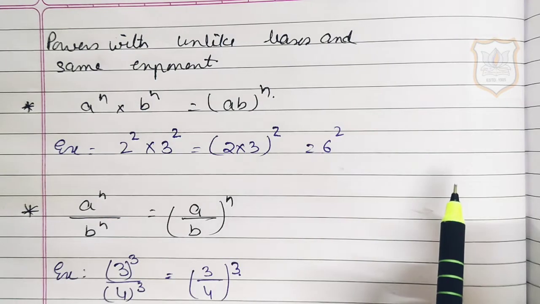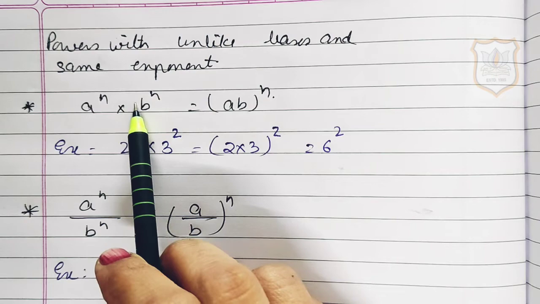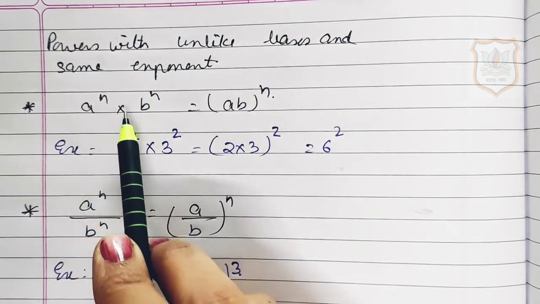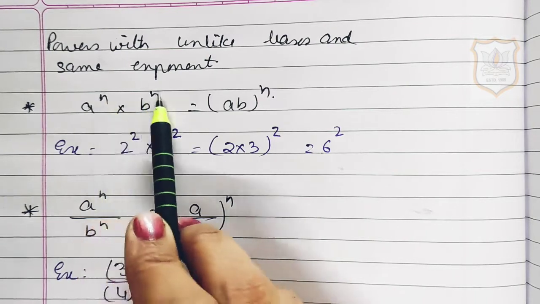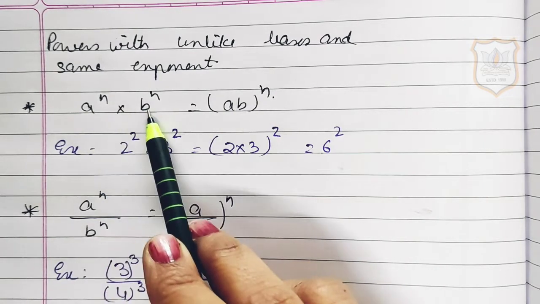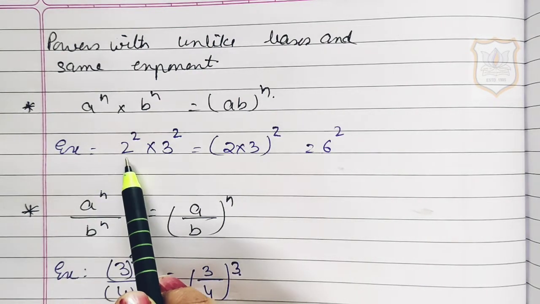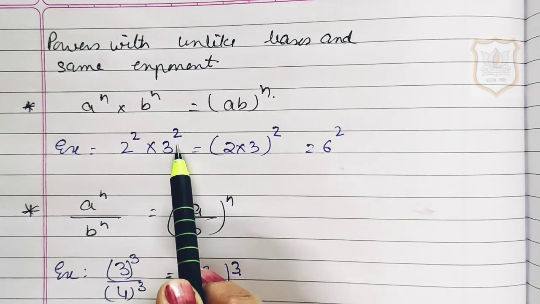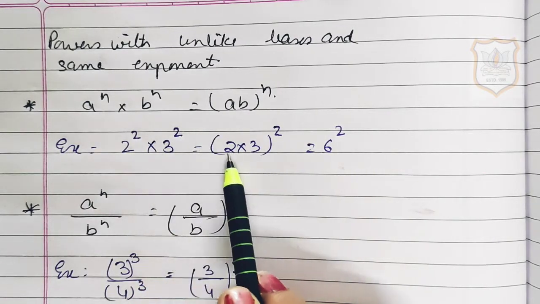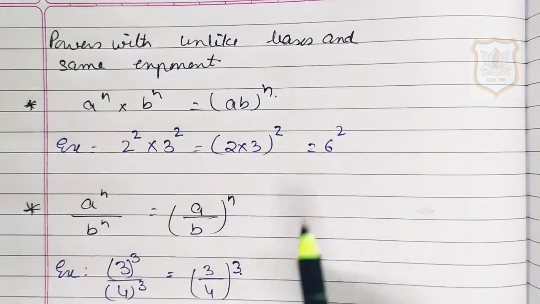Now the next topic is powers with unlike base and same exponent. Here we will find the laws in which the bases are different and the powers are same. First law is a raised to power n multiplied by b raised to power n. Here in both the cases the powers are same but the bases are different. So what we will do, we will multiply this a with b, a multiplied by b, raised to power n. For example, 2 raised to power 2 multiplied by 3 raised to power 2. Here the bases are different and powers are same. So we will multiply this 2 multiplied by 3, raised to power 2. That is 2 multiplied by 3, 6 raised to power 2.